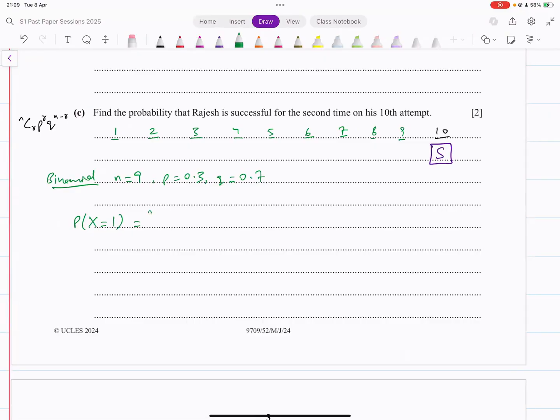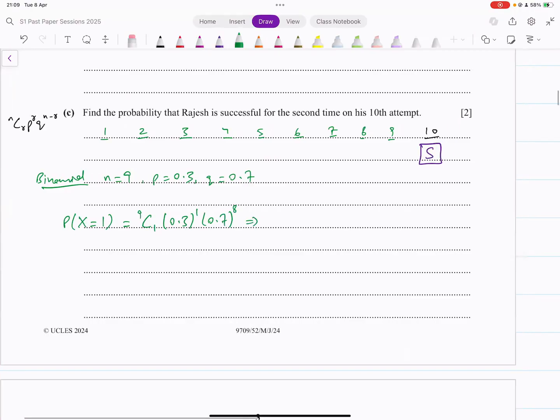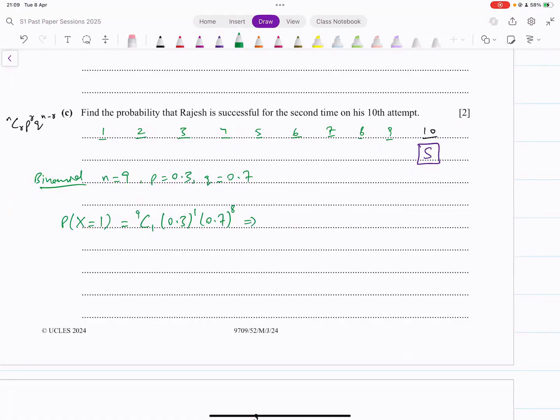Let's input values on that. 9C1 into 0.3 raised to power 1 into 0.7 raised to power 9 minus 1, which is 8. And that will give you some result. What's this? What do you get from this? 0.15. Okay. Don't round it off yet. This is not our final answer. 0.15565. Okay. This is what we're getting. Okay, that's the probability that you have one success in these 9 attempts.